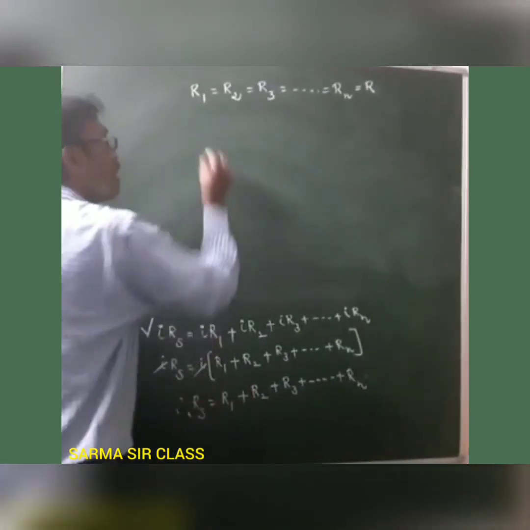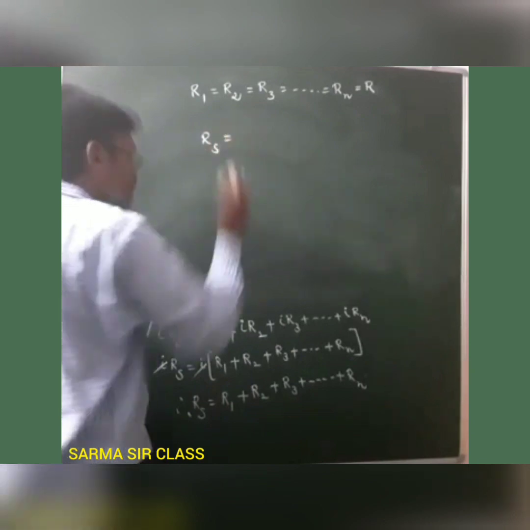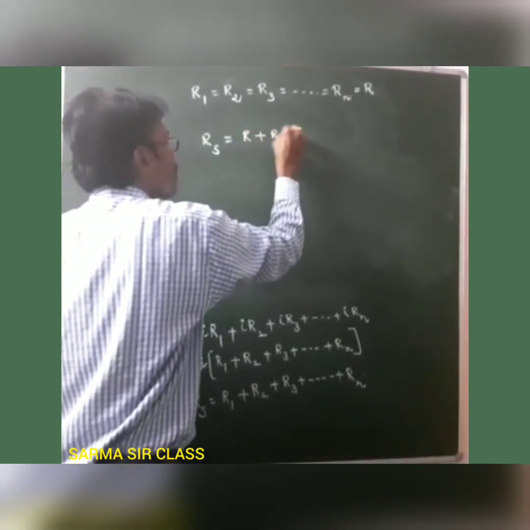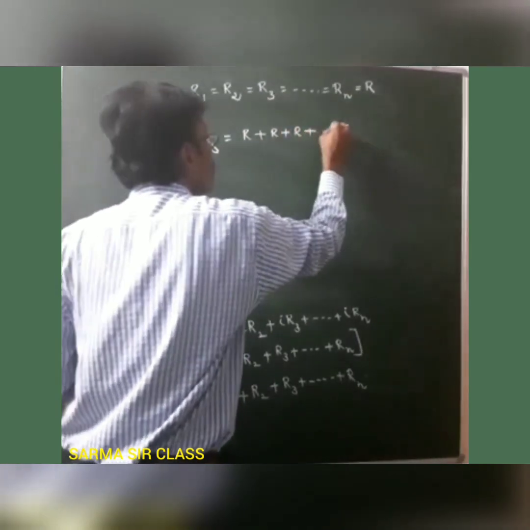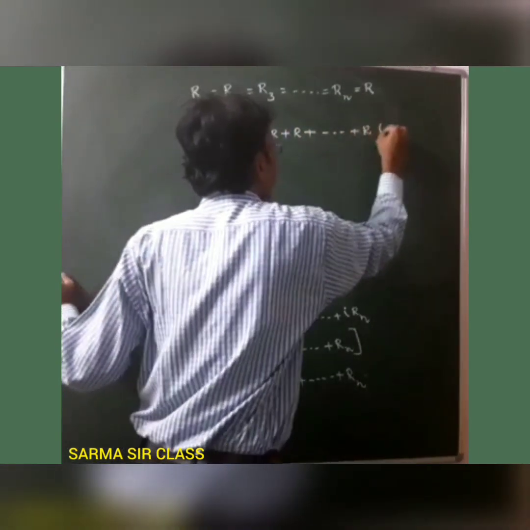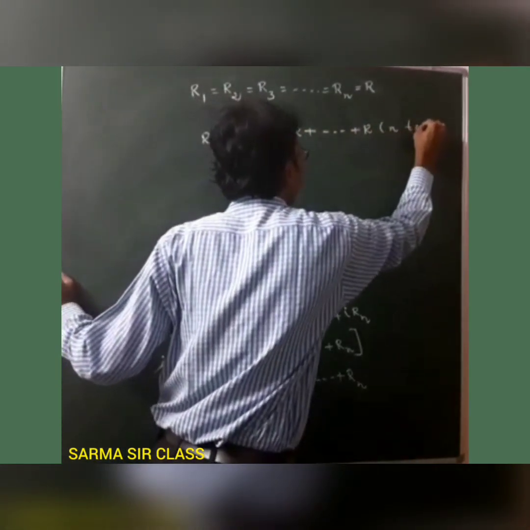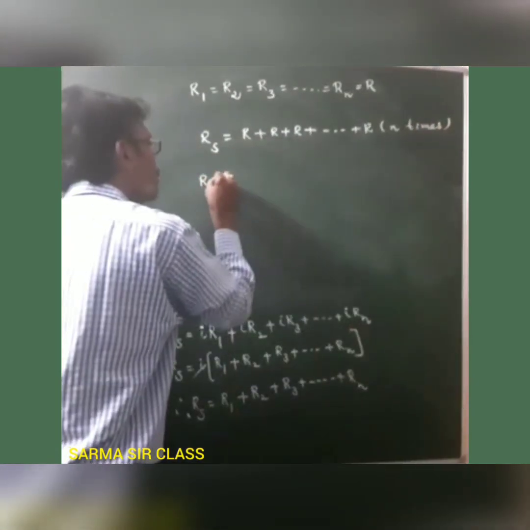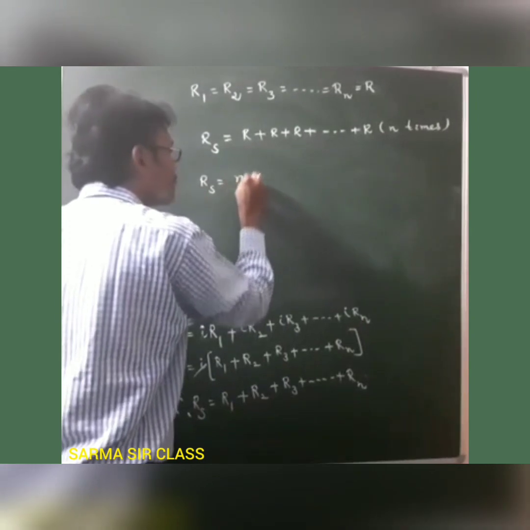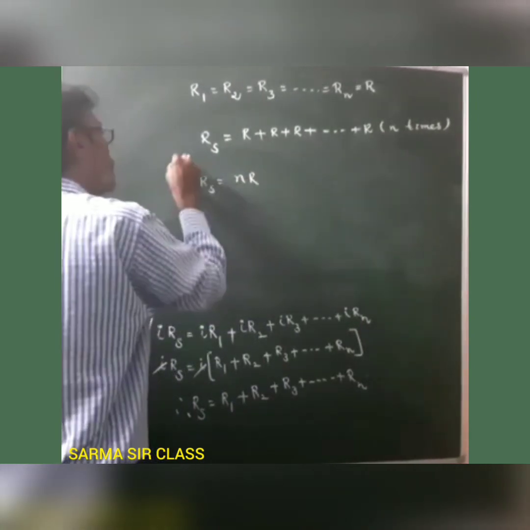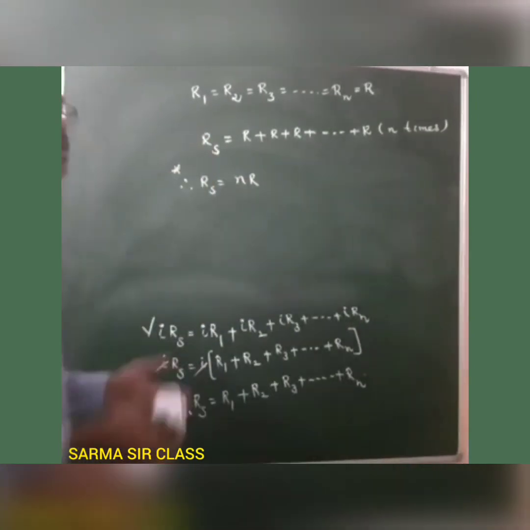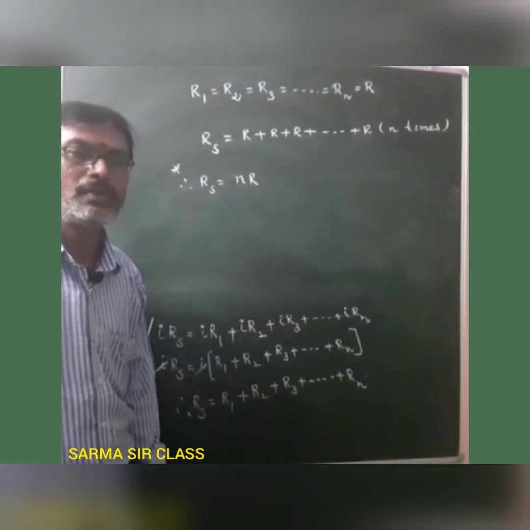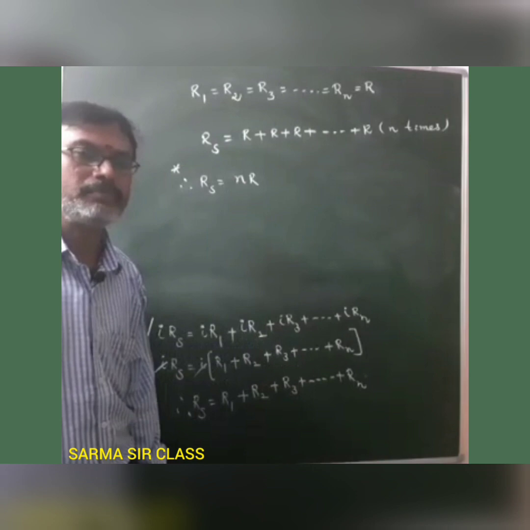So it means Rs is equal to R plus R plus R plus and so on plus R. How many times is it repeated? N times. Then Rs is equal to N times R. This is another important point. Rs is equal to nR.